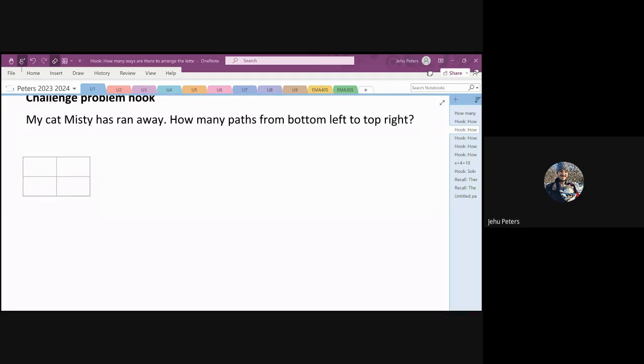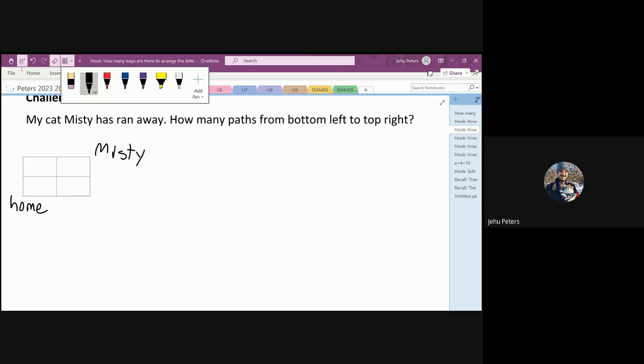Hi everyone, here's a quick video to help you with those problems with the paths on worksheet 3.5. So here's the setup. I have a cat named Misty, and let's say she ran away. So here's my home, and here's Misty. And she's run away a couple blocks. The question would be, how many different paths are there that she could have taken?